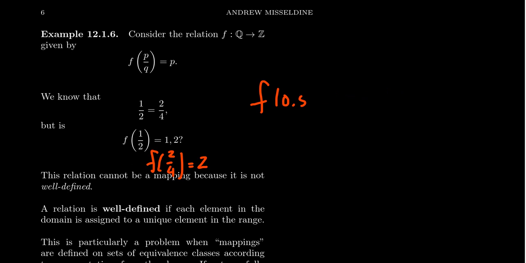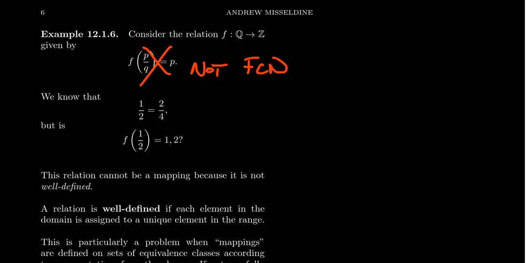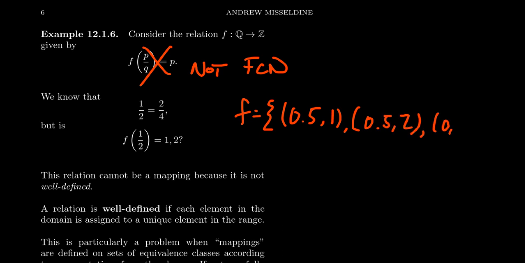So this is an example of a relation that is not well-defined, and so this is not a function. It doesn't pass the vertical line test, because the same number in the domain has different evaluations. If we were to write this relation using ordered pairs, we would have that 0.5 can be paired with 1, it can be paired with 2, it can be paired with 3, etc. So the fraction 1/2 has multiple relations, and that is not a function. This is just talking about 1/2. Every rational number has this problem. This is not well-defined.